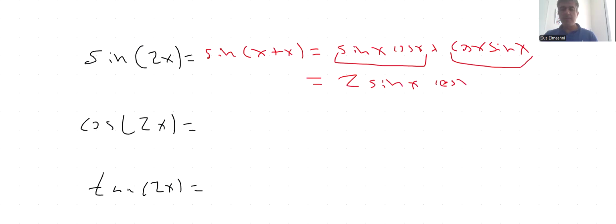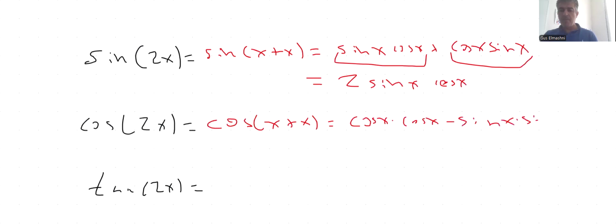Pretty simple, right? How about cos 2x? You write it as cos of x plus x. So it's going to be cos x times cos x minus sine x times sine x. And that can be consolidated like this, right? Now, there are two other variations of it. I'll do that in just a moment, because that will lead us to the power reducing identities afterwards.